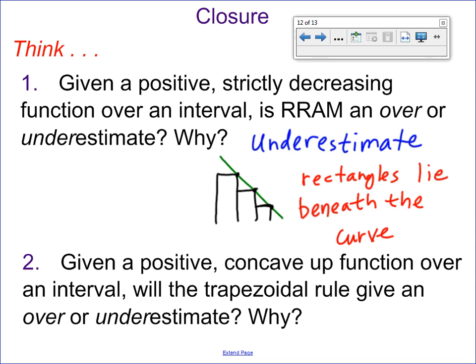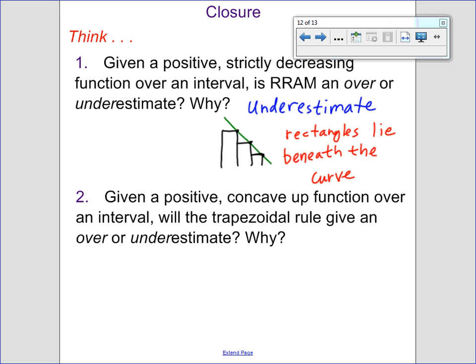Cool. Given a positive concave up function over an interval, will the trapezoidal rule give an over or underestimate? What do you guys have for that? Vivian? An overestimate. Raise your hand if you had an overestimate. Stop writing, good, okay. Resume. And then why would that be an overestimate? Danny? Because the edge of the trapezoid is always going to be on top of the curve. Above.